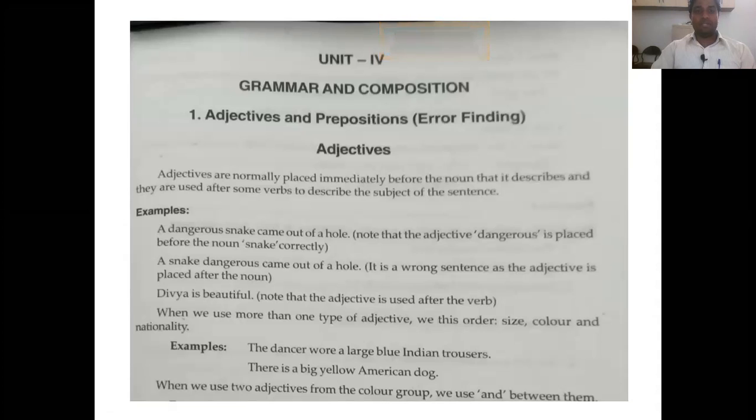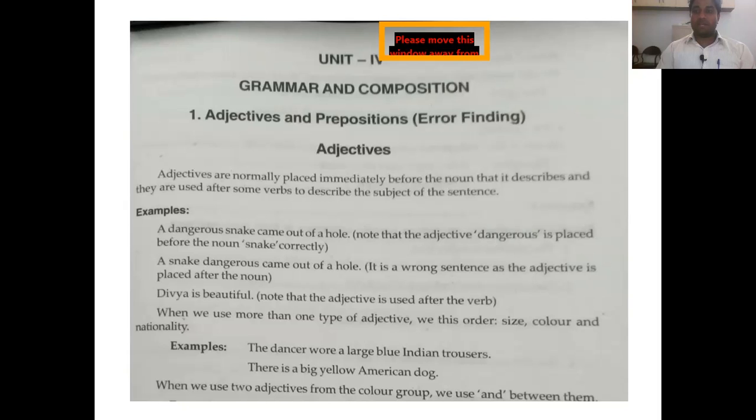Adjectives are normally placed immediately before the noun that they describe. They can also be used after some verbs to describe the subject of a sentence. What is a sentence? A group of words joined together that gives a complete sense is called a sentence. Here, adjectives play an important role with nouns as well as verbs.